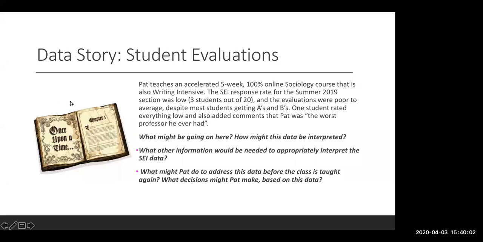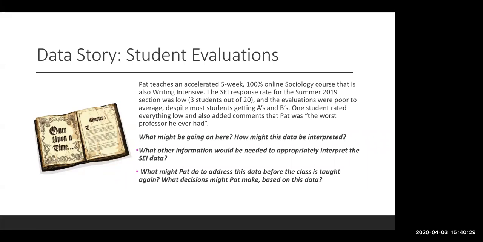So we're going to start into our next data story, and we're moving on to student evaluations. So we have Pat, and Pat teaches an accelerated 5-week, 100% online sociology course, and it's also writing intensive. The student evaluation of instruction response rate for summer was low. Only 3 students out of 20 responded. The evaluations weren't that great either.